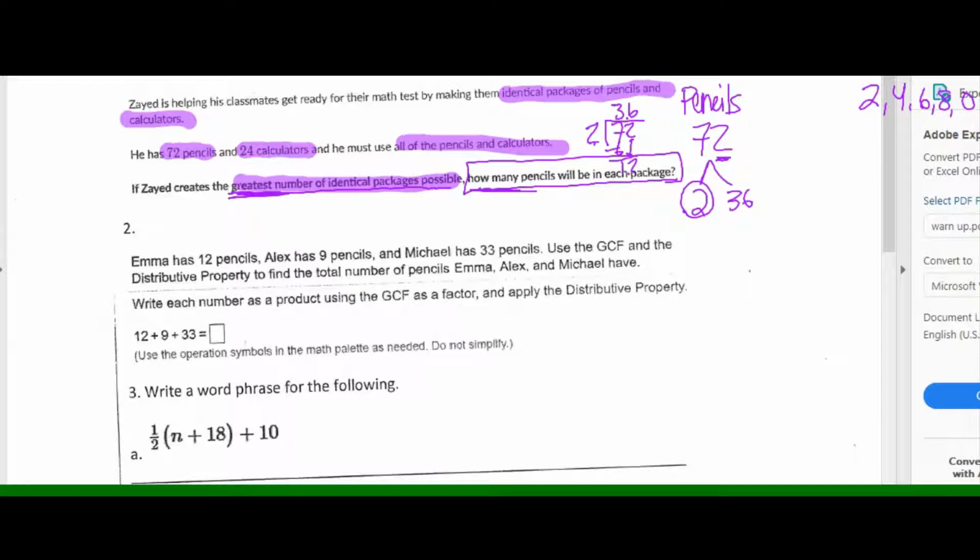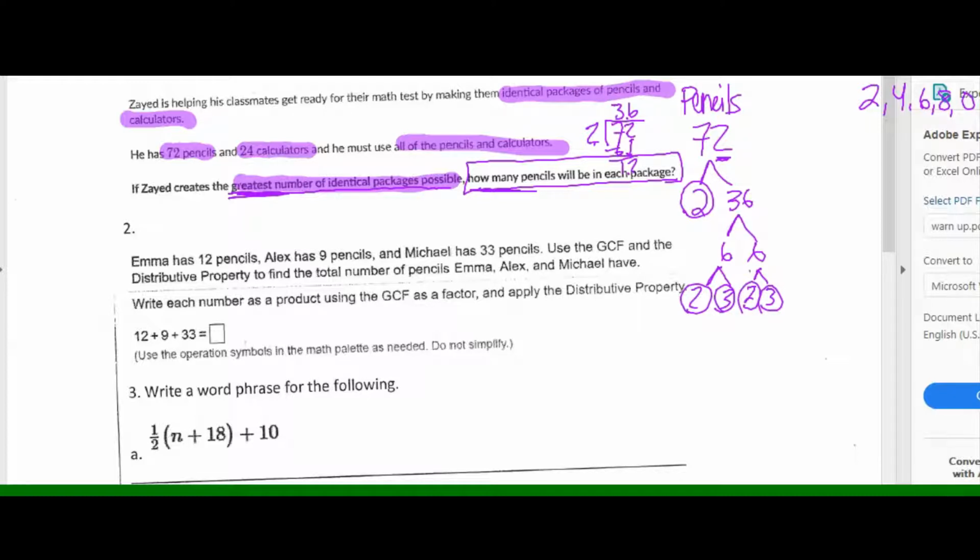2 factors to make 36. You can use 4 and 9, or you can use 6 times 6, or you can use 2. Whichever one you want, you can use. I'm going to use 6 times 6. 2 times 3 are 2 factors to make 6, and 2 times 3 are 2 factors to make 6.